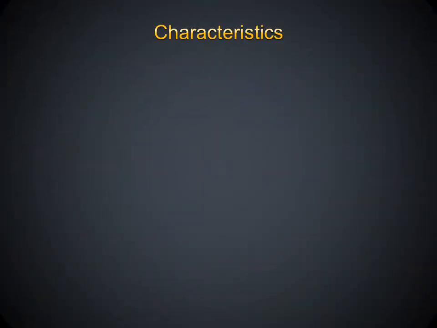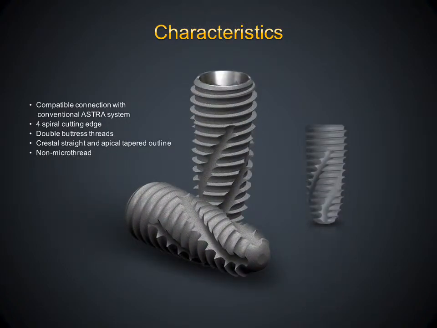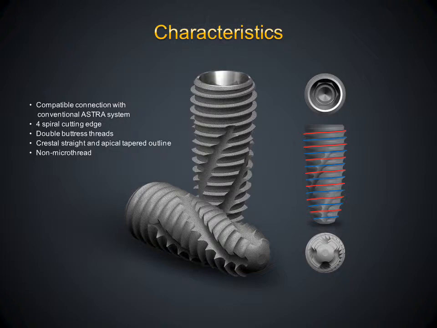The connection of INNO submerged implant is hexagonal Morse taper connection. The implant has the 4 spider cutting edge, the double buttress threads, and the Crestal straight and apical tapered outline. There are no microthreads in the Crestal portion.